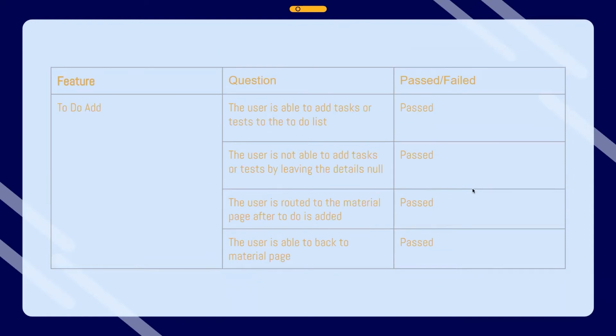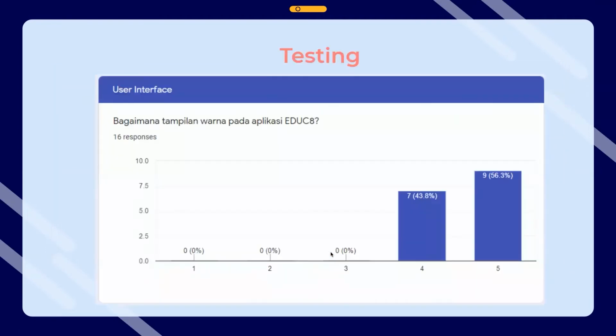In the to-do add page, we have also passed all the parameters, which are adding tasks, and not being able to add tasks by leaving details null. The user is routed to the material page after the to-do is added, and the user is able to go back to the material page.